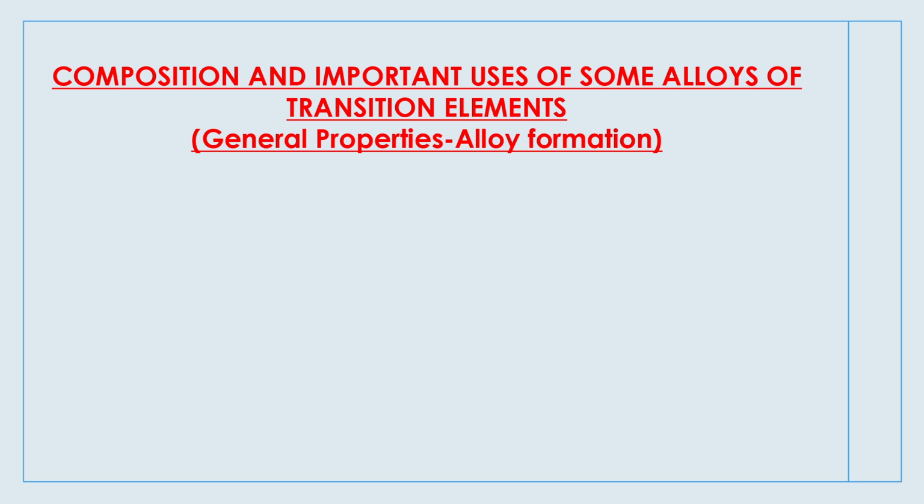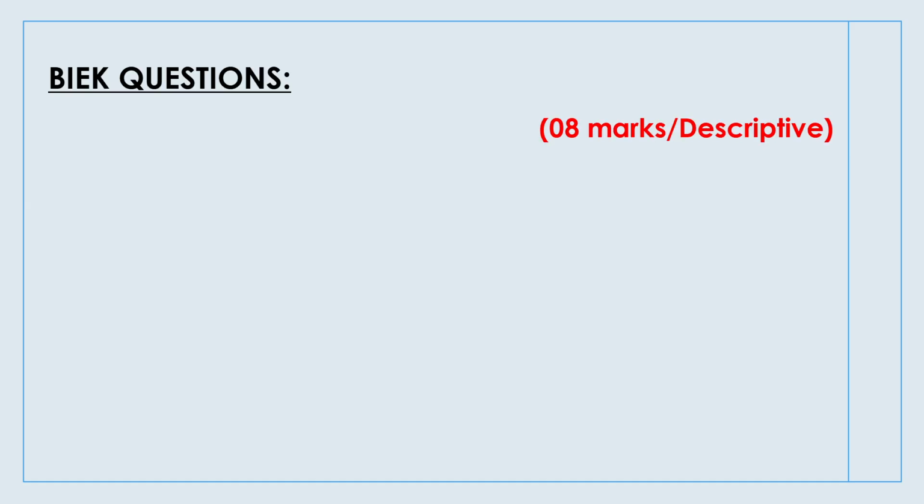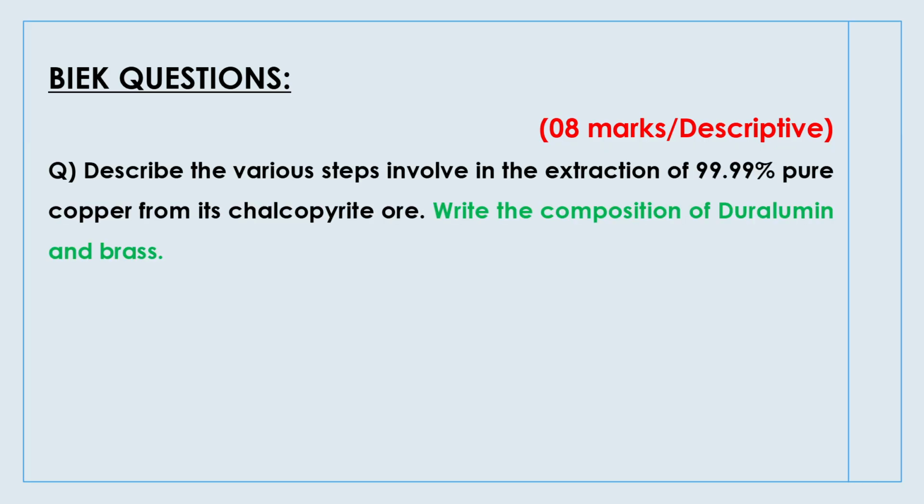In your board examination, along with the metallurgy of copper, you also get the general properties of alloy formation. This we have already discussed in the previous videos, but I have also added this in today's lecture. These are the 4 different alloys along with their composition and important uses. Like you get in your board examination for the 8 marks descriptive, describe the various steps involved in the extraction of pure copper from its chalcopyrite ore. It means all steps must be mentioned along with their diagrams.